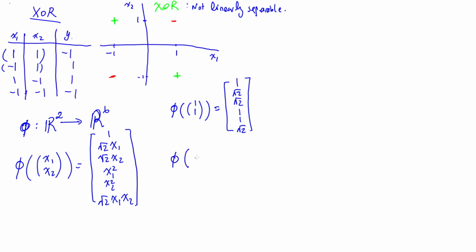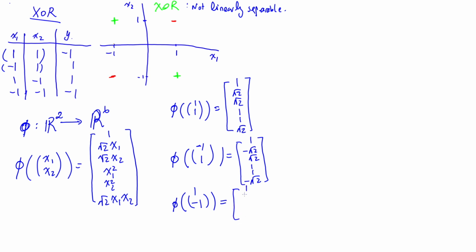How about phi of negative 1, 1? Well, it's going to be 1, now negative root 2, root 2, this is still going to be 1, 1, and this is going to be negative root 2. Let's just do all of them. For 1, negative 1, this is now going to be 1, root 2, minus root 2, 1, 1, and then minus root 2. And finally, phi of negative 1, negative 1 is going to be 1, minus root 2, minus root 2, 1, 1, root 2. Now x1 and x2 are both negative 1, so the negative cancels out, and I get this root 2.